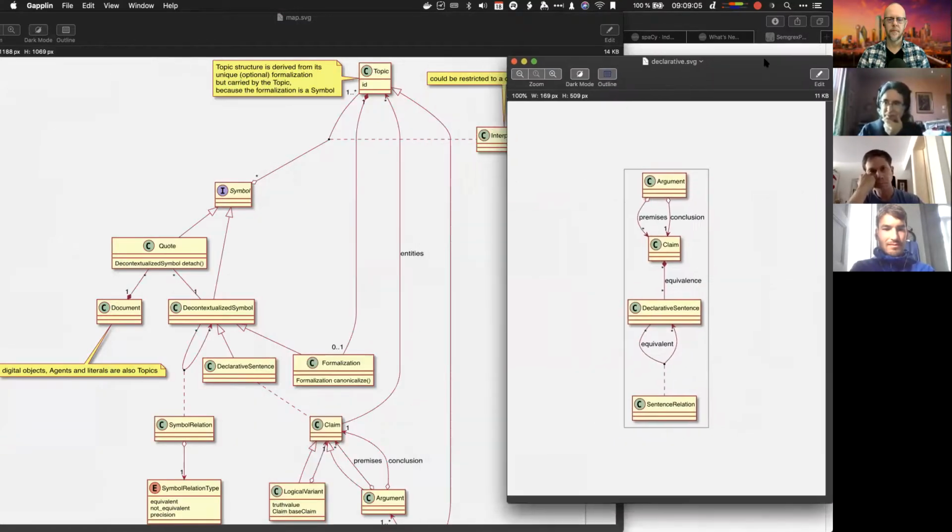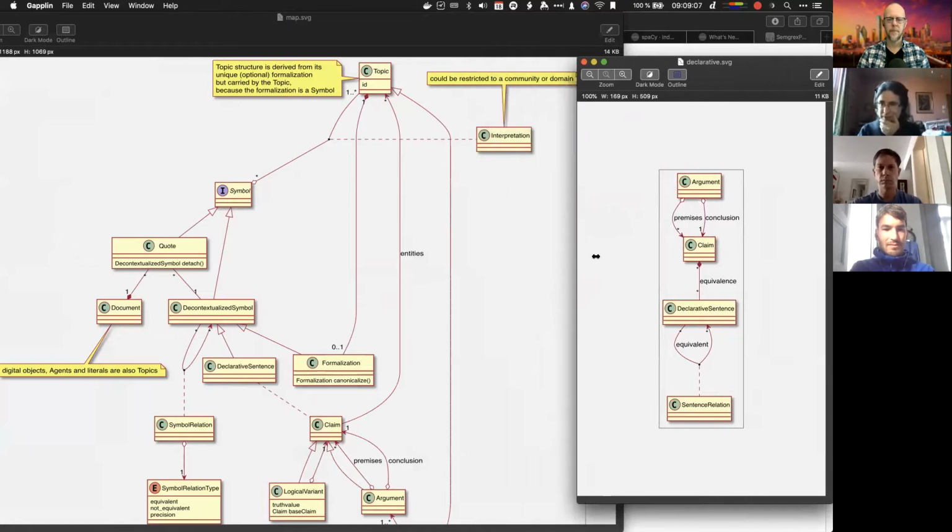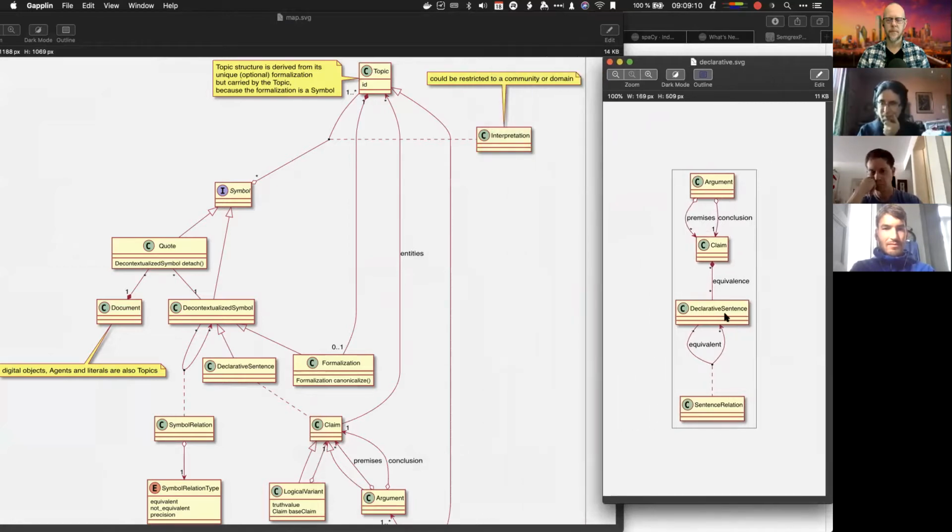So that's what we had managed to agree on so far, except the argument. The argument is not agreed on, but the claim, equivalence, declarative sentence, and sentence relation. I've been making noises about how we'll have to do this all over when we generalize claim to topic and declarative sentence to symbol. So I actually went ahead and saw where these things fall.